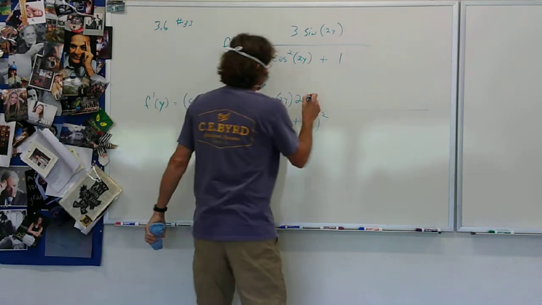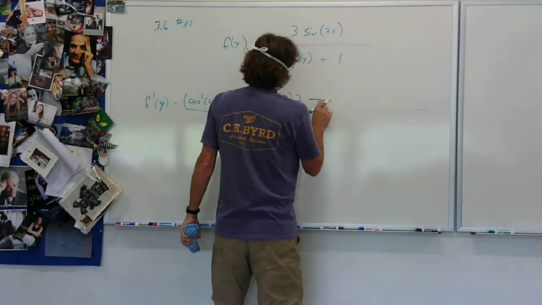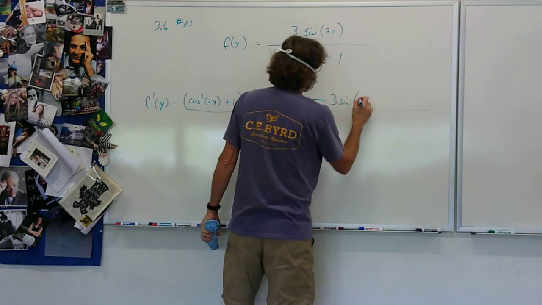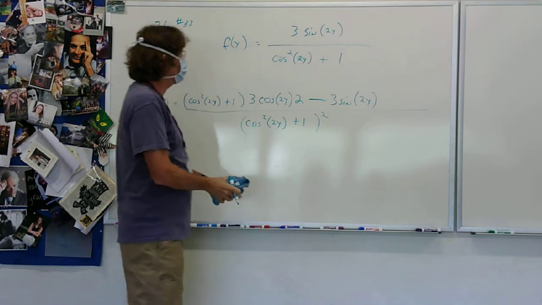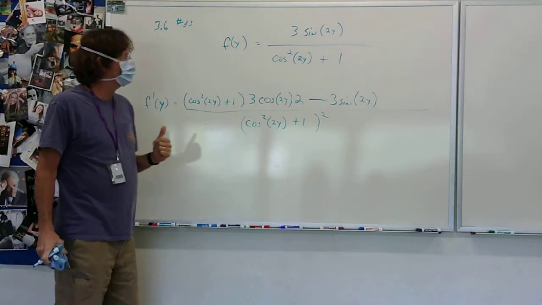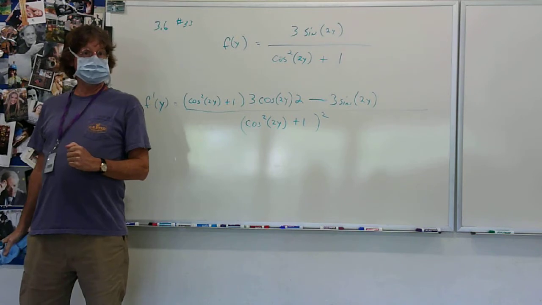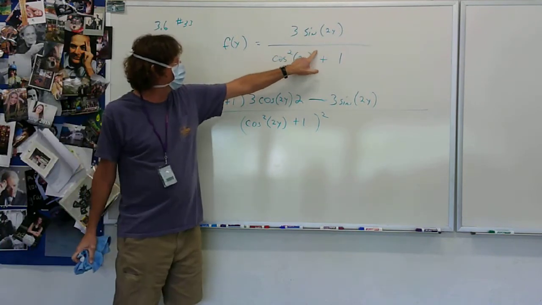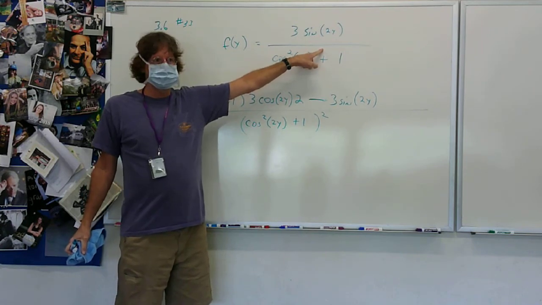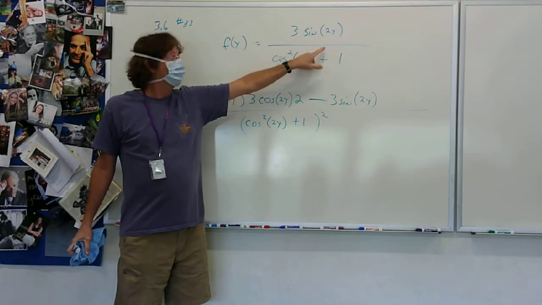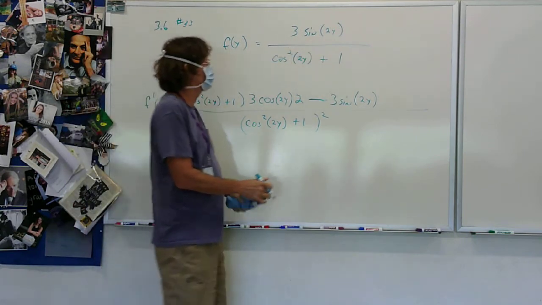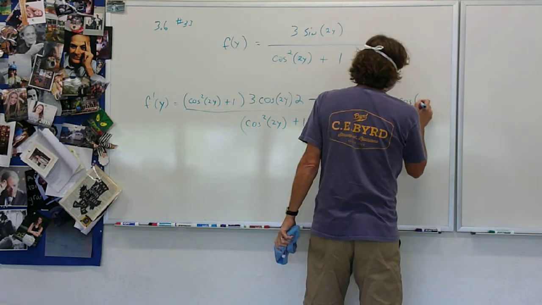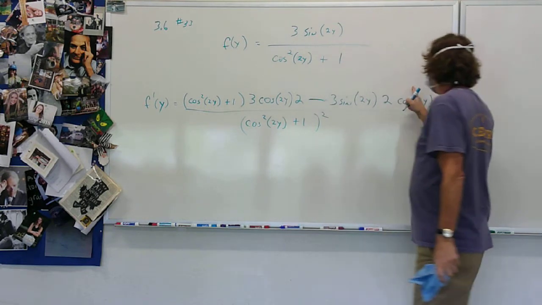Put your minus sign, write your numerator down: 3 sine 2y. Now, when we take the derivative of the denominator, I want to make sure everybody's ready. Remember, that 2 right there means this whole thing is in parentheses with a 2 above it. We talked about that last time. So you're going to bring the 2 to the front, write down your cosine 2y and subtract 1 power.